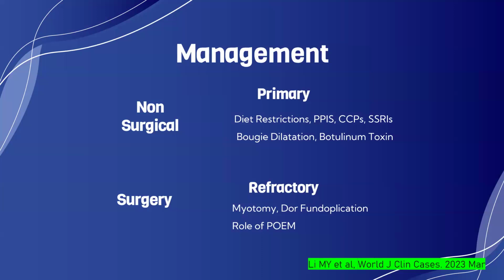It has an effective rate of about 80%, and it is safe for spastic disorders with infrequent significant adverse events. But all of these studies are actually retrospective, and there are no expert guidelines for the same. Surgical myotomy can also be another option for when medical therapy fails or there is no expertise to perform POEM.